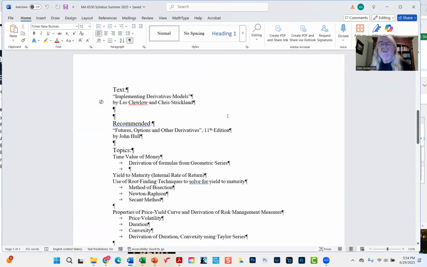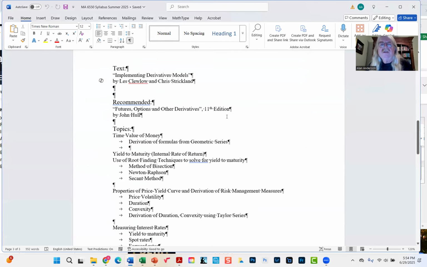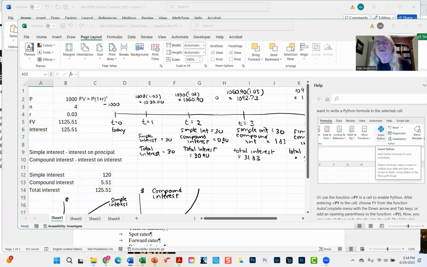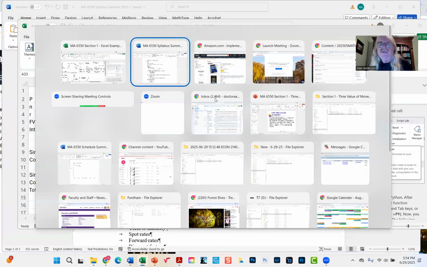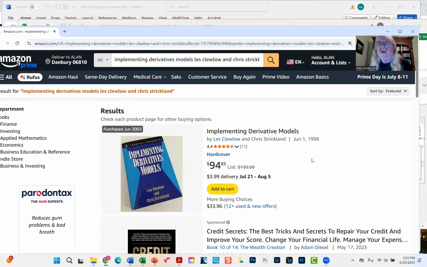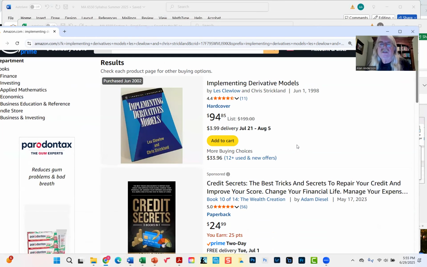Now, one more thing I overlooked. I went right past it, but the derivatives models book is here. They do have it. I was a little surprised to hear that because it's such an old book. But look at that. You figure sometimes when they have something that is of limited availability, they'll offer to sell it to you through a third party vendor. But it doesn't look like it.